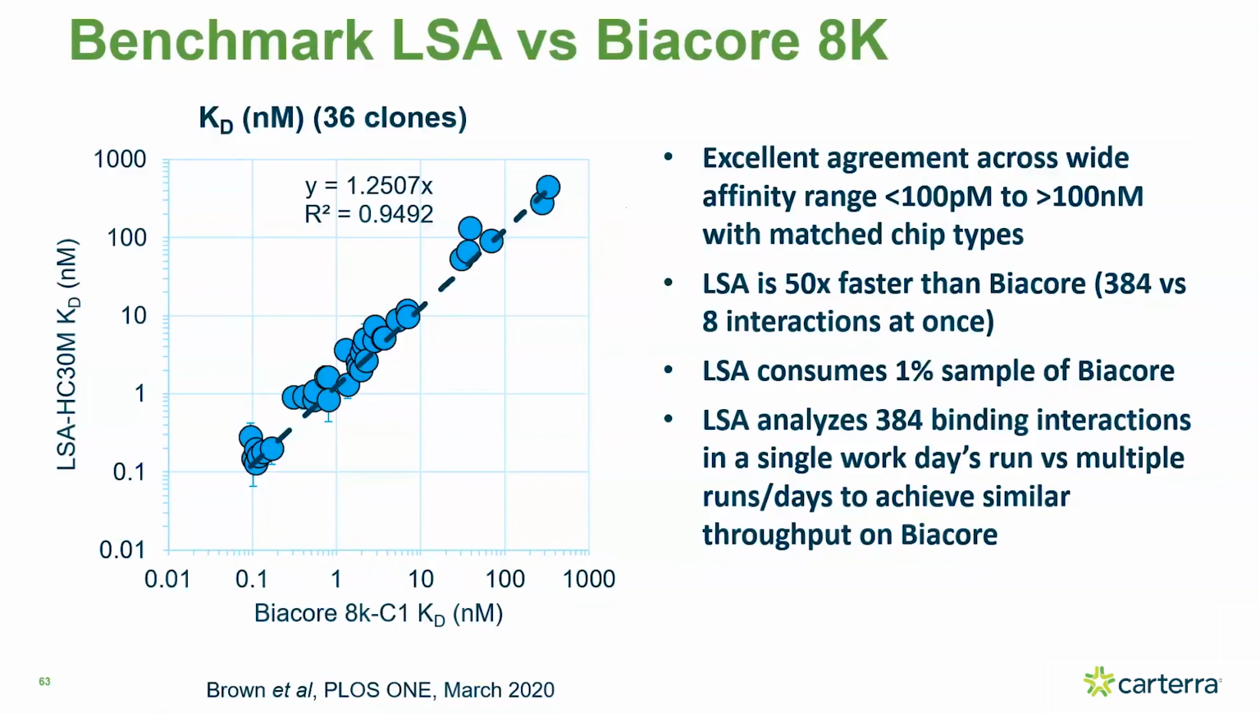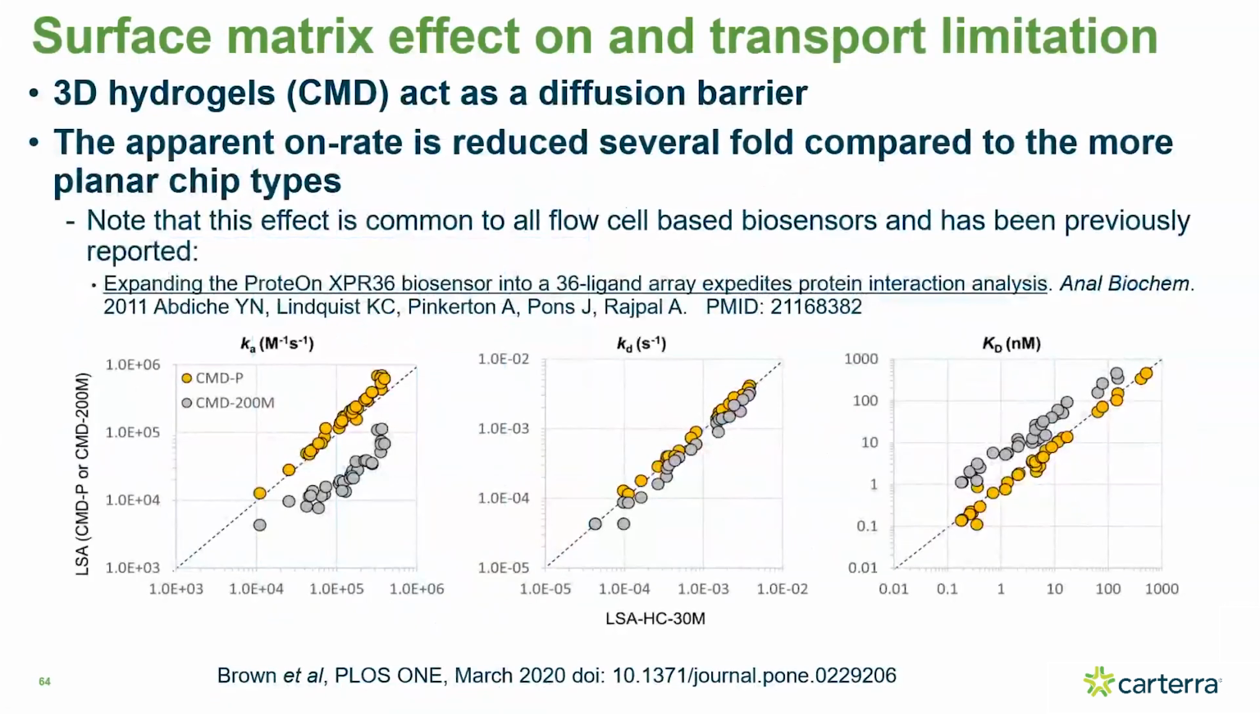So a little bit more into the meat of the paper, though. When we compared chip types, we found some interesting differences. On this plot, you can see the x-axis is using that HC30M chip, the 30 nanometer linear polycarboxylate surface. And we're comparing the on rate, the off rate, and the affinity. That's compared to either the CMDP, which is the planar Dextran, or the 200 nanometer Dextran.